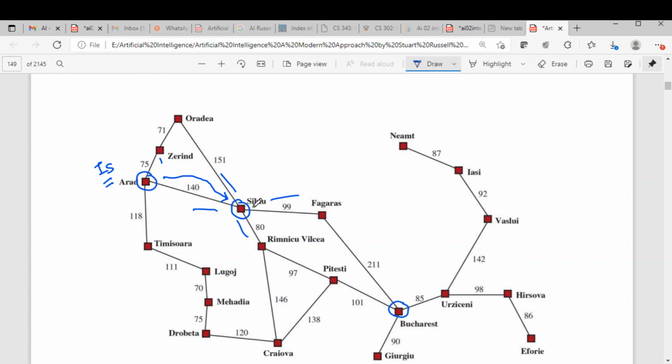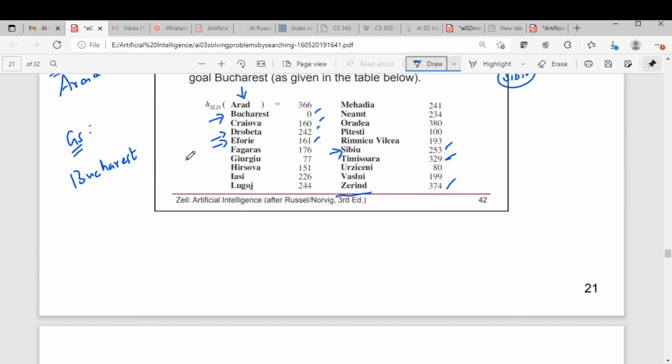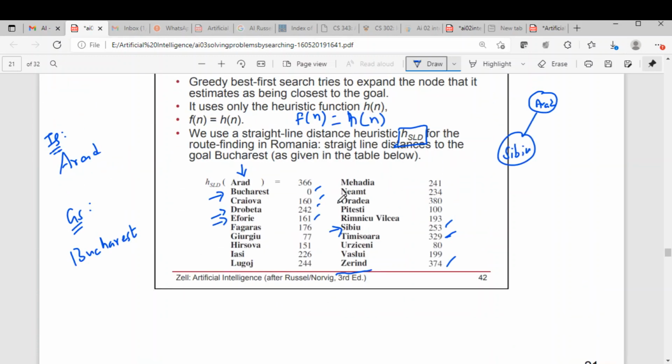Again do the same thing. What should it do, where should it go? Again it will do the same thing. That is, what is the cost of reaching Bucharest from Arad? What is the cost of reaching Bucharest from Oradea? Everything you have to check. So Arad, Oradea, Rimnicu Vilcea and Fagaras. What is the cost of reaching Bucharest from Arad? It is 366.